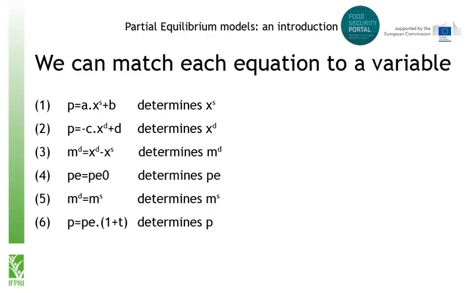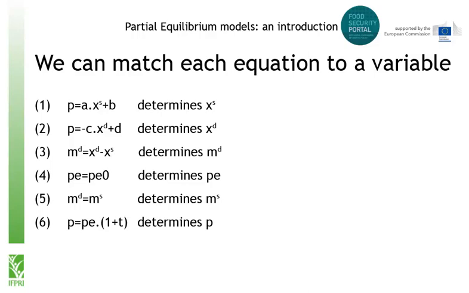We can have slightly different interpretations, because if you look at equation 5, it says MD is equal to MS, so demand is equal to supply. When you have this type of equation, we can say that it is matched to the determination of a price. And here, as it is import demand and import supply, it can in fact be the determination of the world price. But of course, the world price is determined by equation 4.